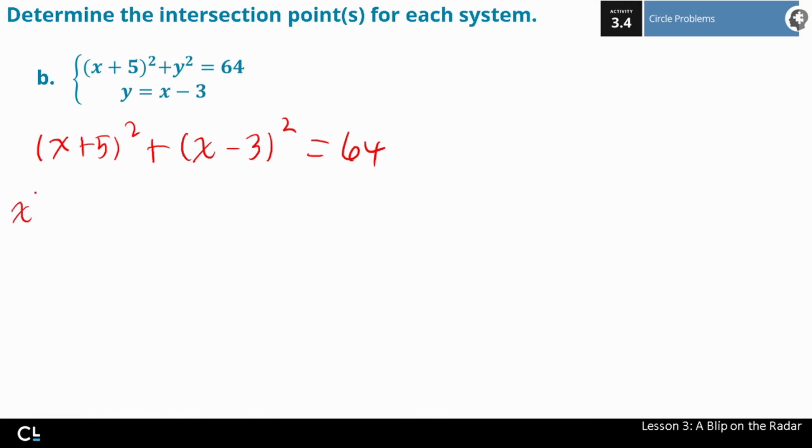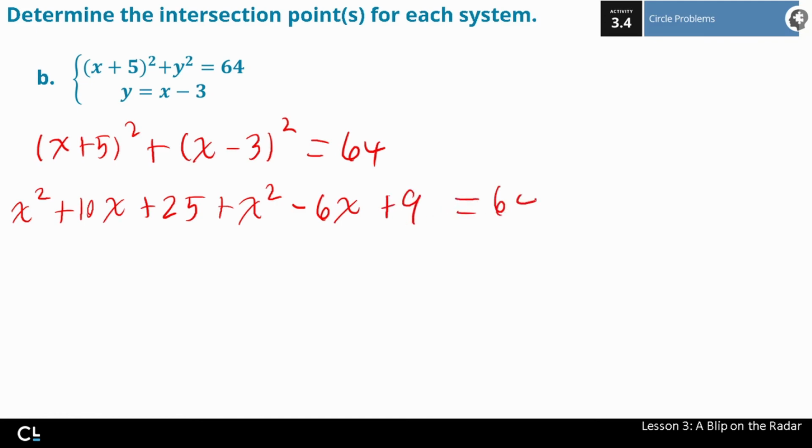Now this time we have to do two FOIL methods, one for each of these. So my first one is going to give me x squared plus 10x plus 25. My second one will give me plus x squared minus 6x plus 9 equals 64. Now we got to add this all up. Combine like terms, we got x squared plus 4x plus 34 equals 64. Now we need to subtract the 64 over.